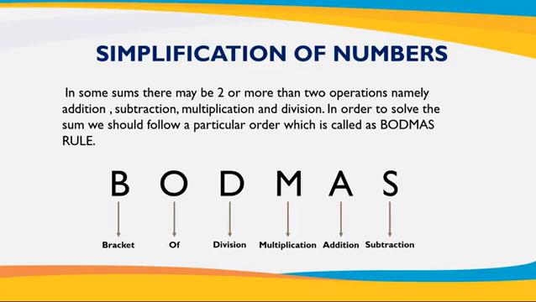So if there are more than 2 operations like addition, subtraction, multiplication, etc., we will have to follow a particular sequence. First bracket, then of, then division, then multiplication, then addition, and finally subtraction.